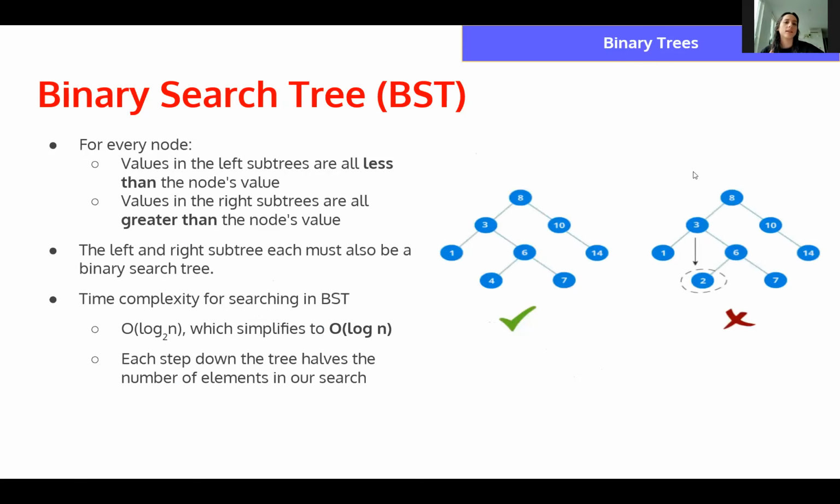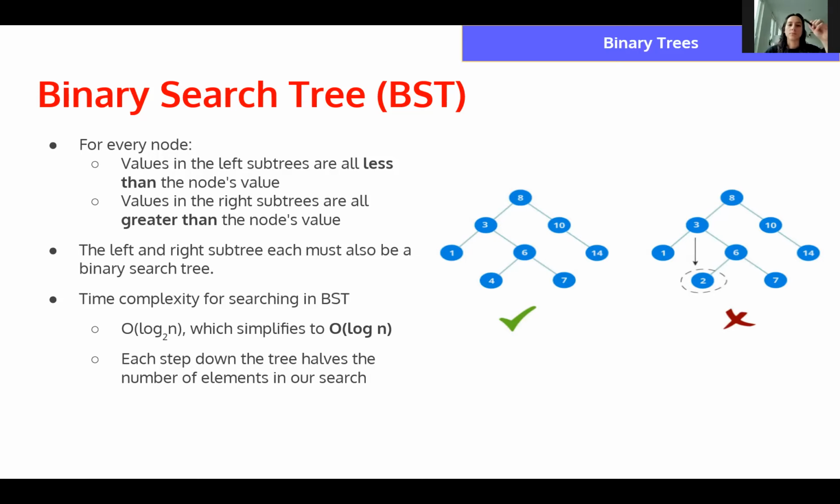Okay, so specifically binary search trees. And if anyone ever has any questions, feel free to stop me whenever. So binary search trees are the most common type of binary tree. For every node, the values in the left subtree are less than the value at that node, and the values in the right subtree are greater than. So we can see on that left example, we have 8 on our root, and all values in the left subtree are less than 8, and all values in the right subtree are greater than 8.